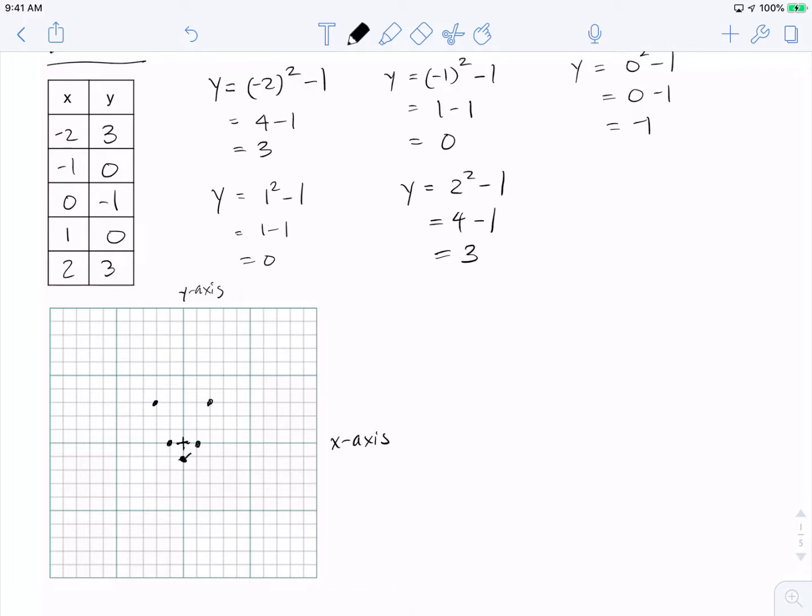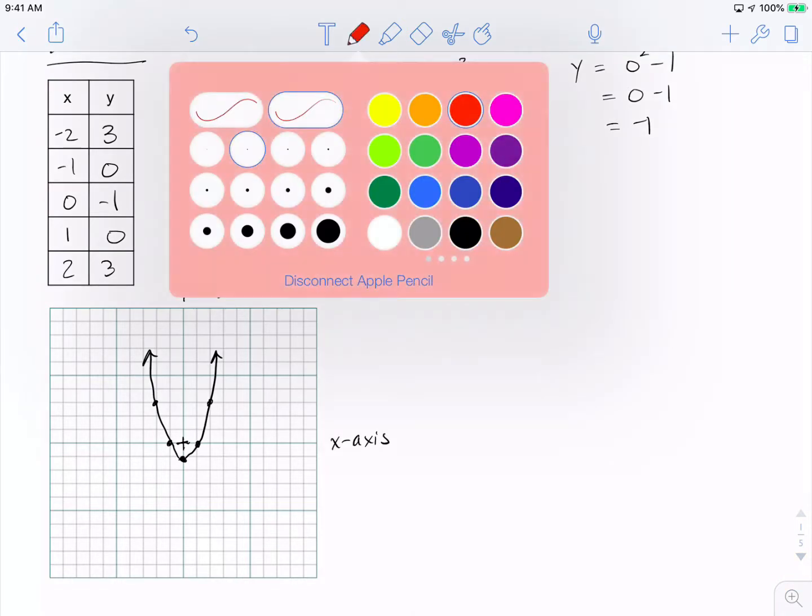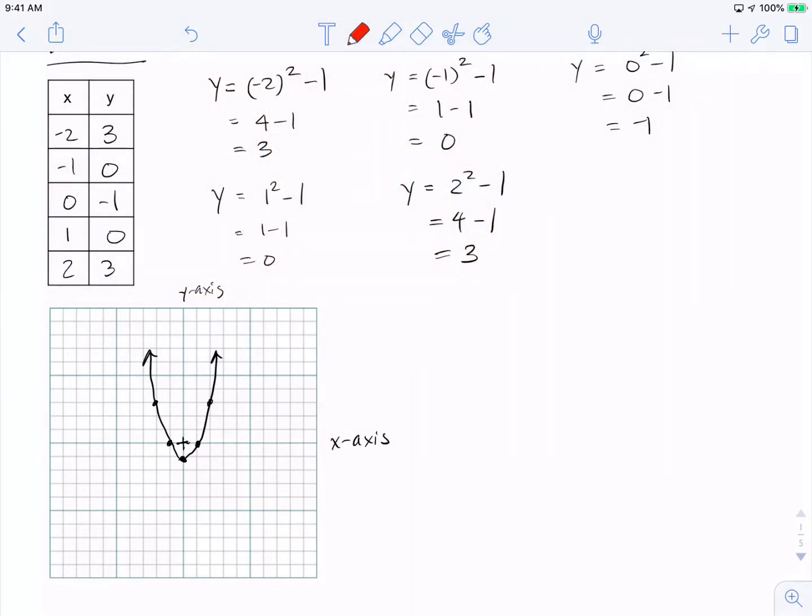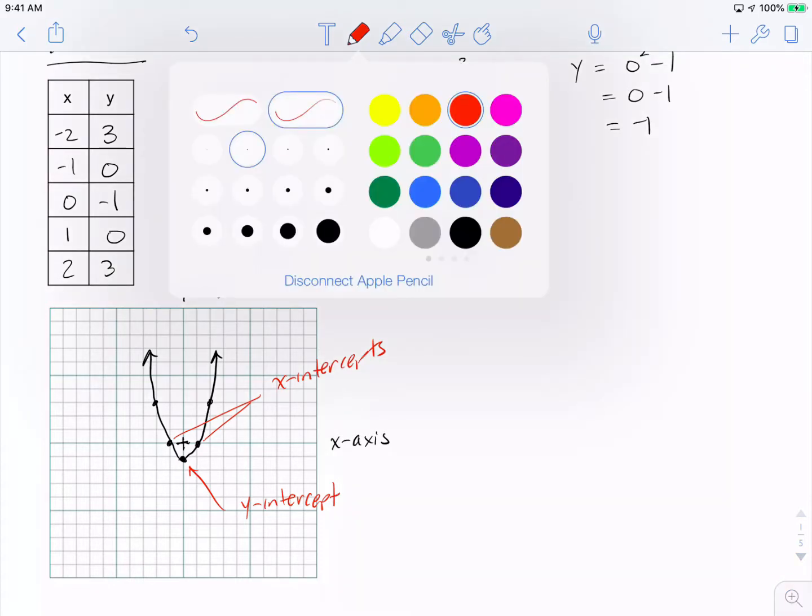Now when we graph this, we can see it's going to look like this, and we see it's a parabola. Now, something I wanted to point out to you is that this point and this point here are called the x-intercepts, and this point right here is the y-intercept, and it's also known as the vertex when you're talking about a parabola, but that's something I'm sure you already know. But if not, it's always good to be reminded.